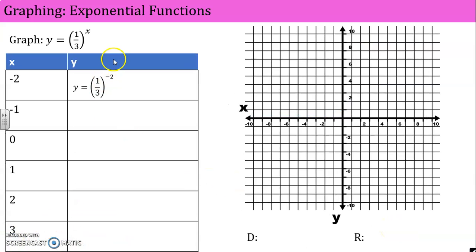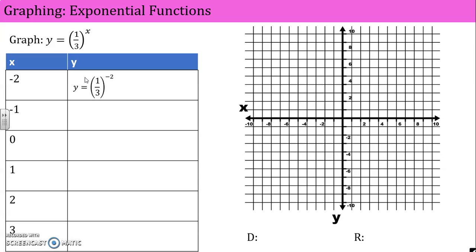So this is how we're going to graph every time. We're going to create an XY chart. If I give you the X values, just plug them in. If I don't give you the X values, use -3 to +3. All right, so look, X value of -2. I replace the X with a -2, and then all I have to do is evaluate.